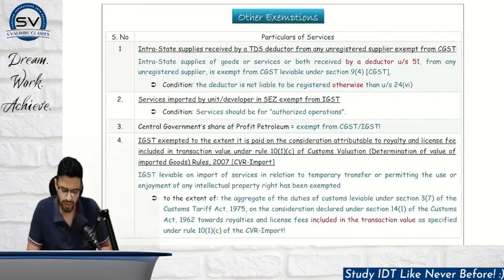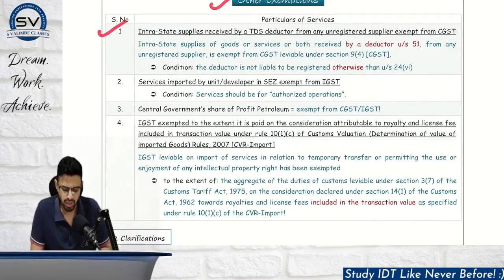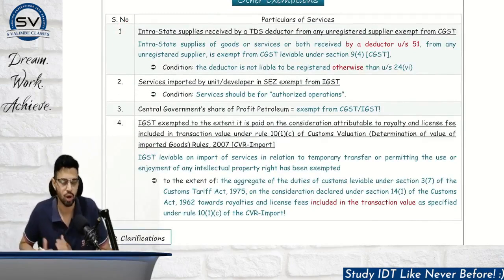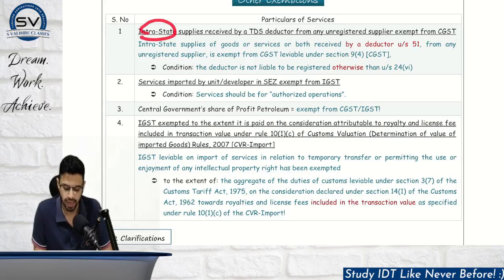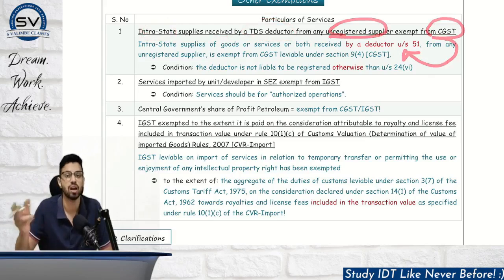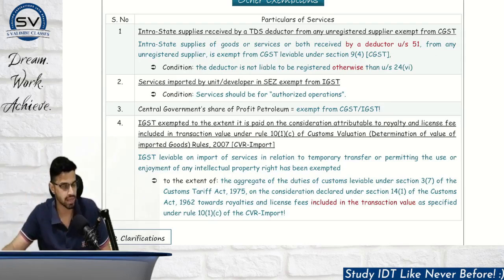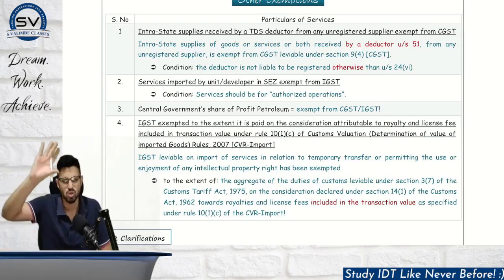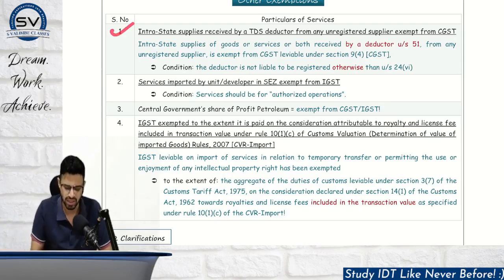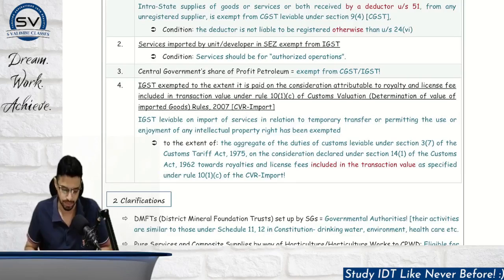Now, apart from that, there are certain other exemptions. First, this is not very relevant because section 9 subsection 4 RCM provisions are not very much applicable, not highly testable in exam. So intrastate supplies received by a TDS deductor, TDS section 51, from an unregistered supplier are exempt from CGST, which are covered under 9.4. But 9.4 has limited applicability with respect to the real estate sector, the 3 cases we studied. So that much you have to learn. You can just read it once that these are intrastate supplies which are exempt from 9.4 GST RCM.